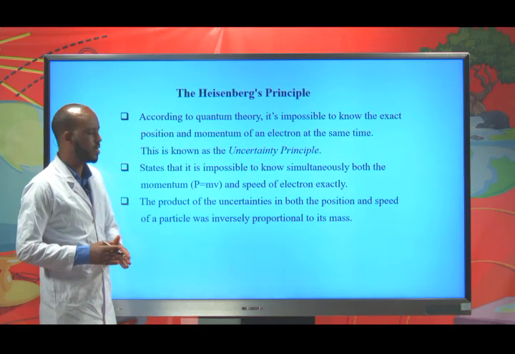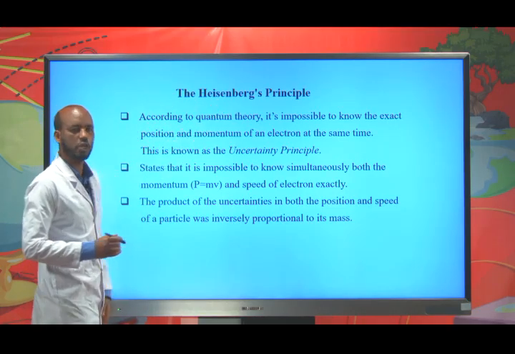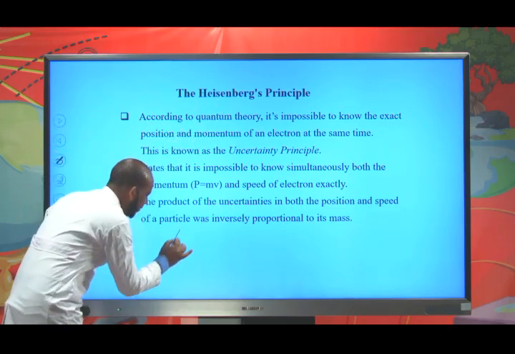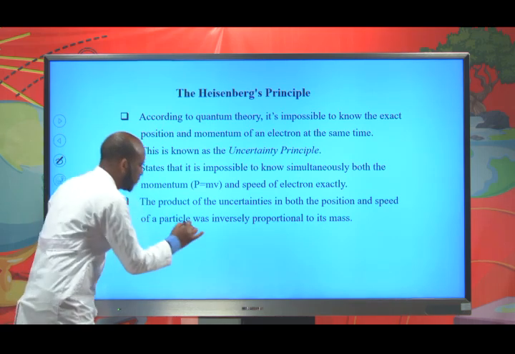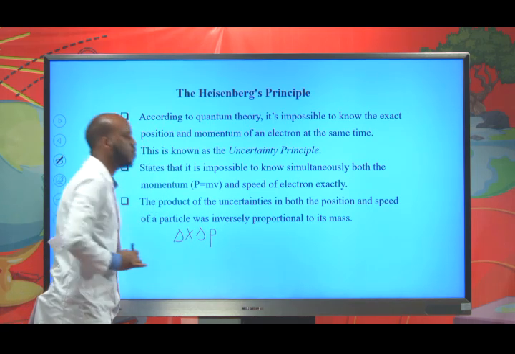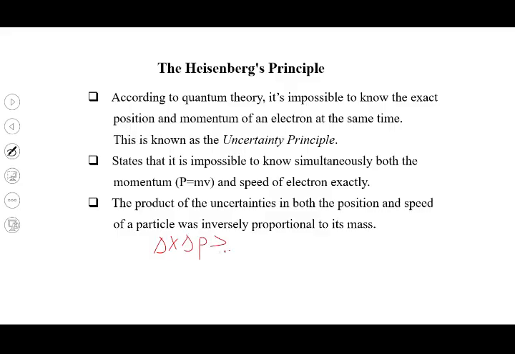its mass. Now, from the Heisenberg's uncertainty principle, change in position times change in momentum is greater than or equal to h divided by 4 pi. Momentum is mass times velocity. Therefore, change in position times mass times change in velocity is greater than or equal to h divided by 4 pi.